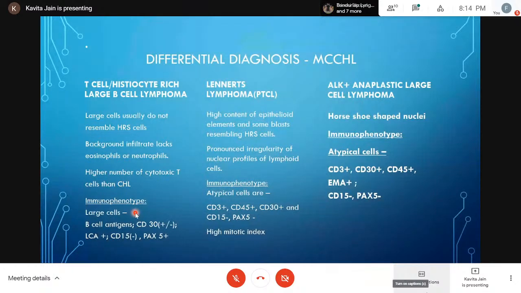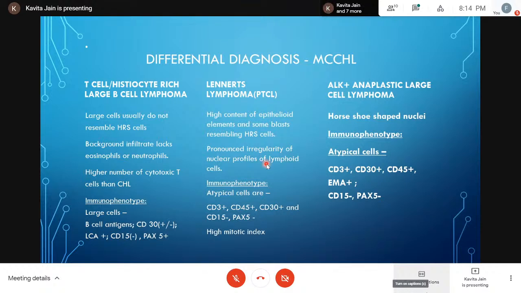So, the other differential is the PTCL. Now, I should tell you that PTCL is the Lennert's lymphoma, where we have a high content of epithelioid elements. It can become one of the closest differentials, and at times it may be so difficult that we have to go down to the molecular or T-cell rearrangement study to differentiate whether it is a PTCL or a mixed cellularity Hodgkin's lymphoma. Both of them can have common features: the Hodgkin cells showing CD3 aberrant expression, and the T cells, of course, can show CD30. So at times it is difficult.